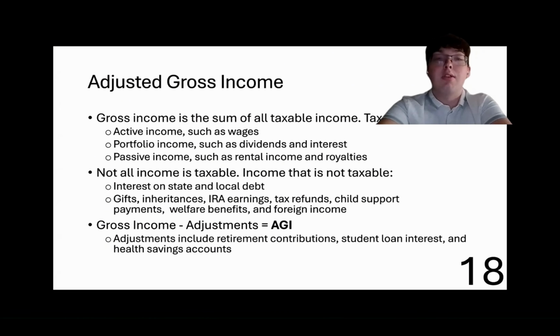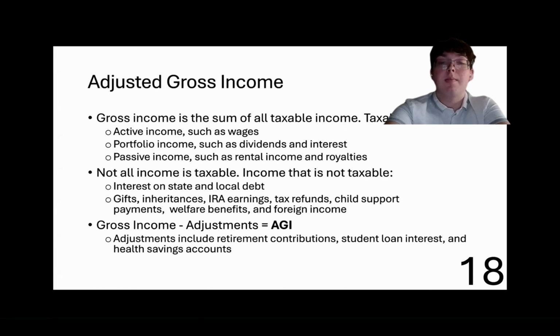So first, to determine your adjusted gross income, you have to figure out what your gross income is. And your gross income is the sum of all taxable incomes from all sources. The IRS categorizes income into three types: active income, which is your wages, salaries, and business incomes; portfolio income, which is your stock portfolio, dividends and interest; and passive income, which is rental income and royalties.